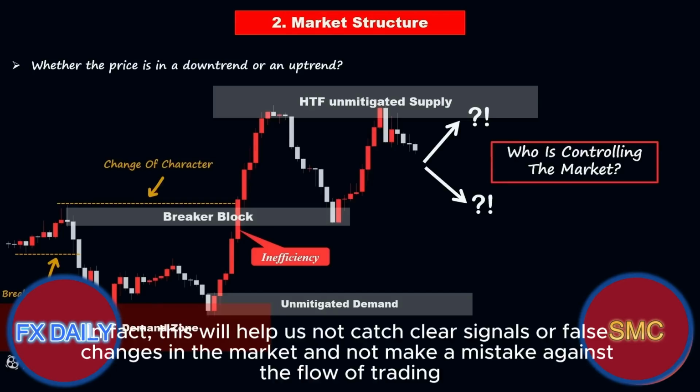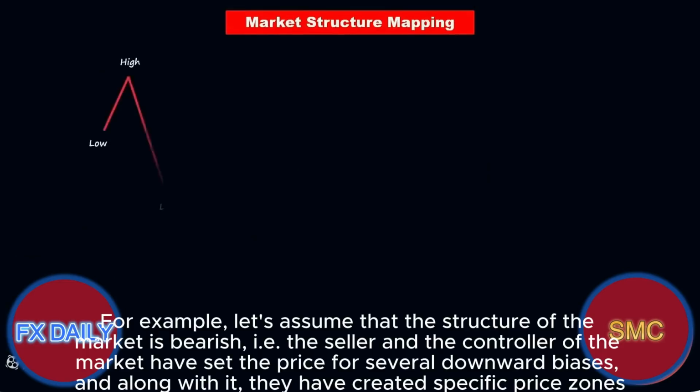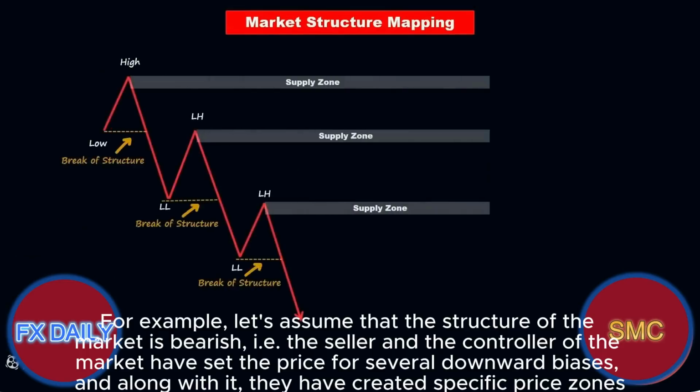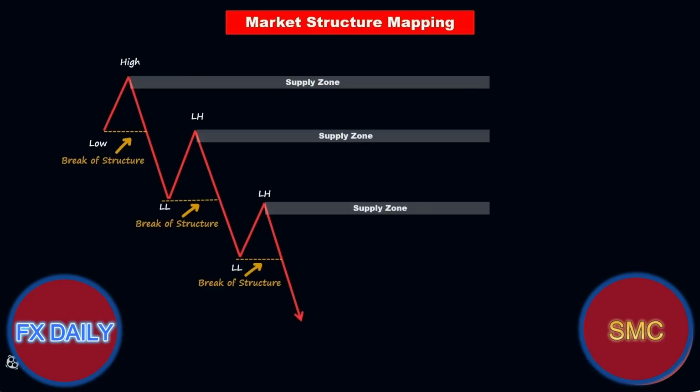In fact, this will help us not get caught by false signals or fake changes in the market, and not make a mistake against the flow of trading. For example, let's assume that the structure of the market is bearish, i.e. the seller and the controller of the market have pushed the price down several times, and along with it, they have created specific price zones.